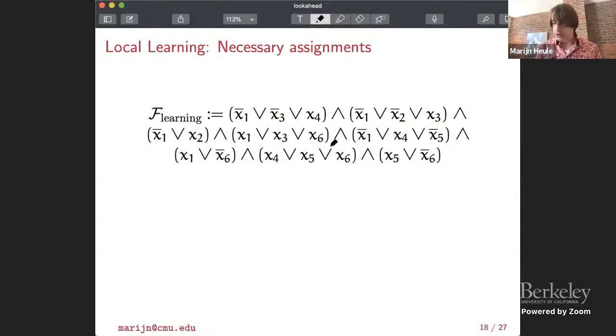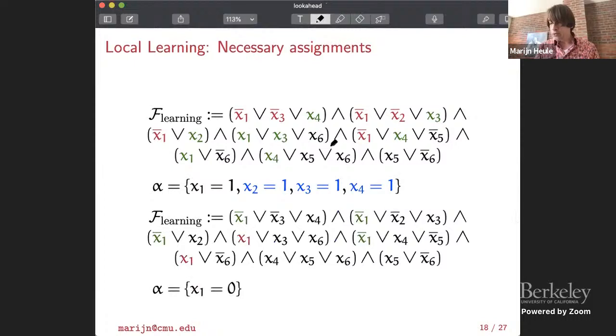Now, another technique is called necessary assignments. So we do a look ahead on x1 is true, which would imply x2, x3, and x4 to true. And now we do another look ahead with x1 to false, which would imply by unit propagation x6 is false and x3 is true.